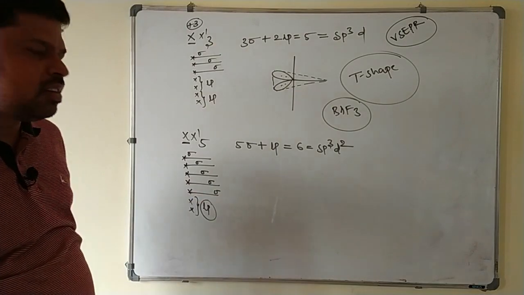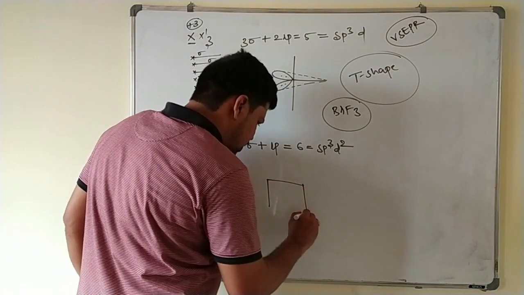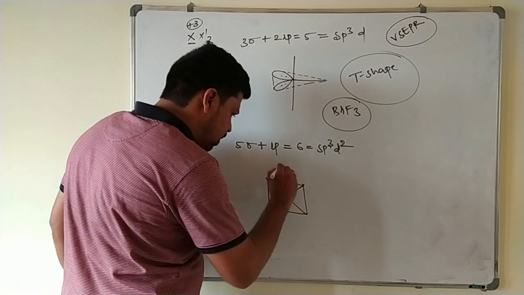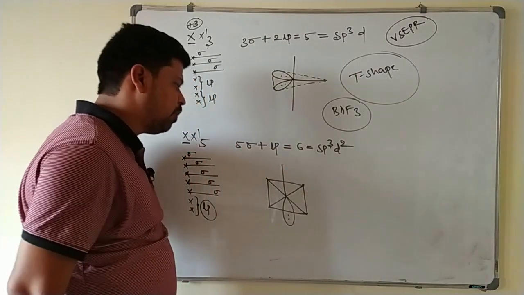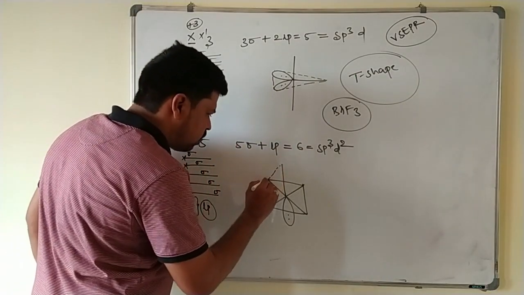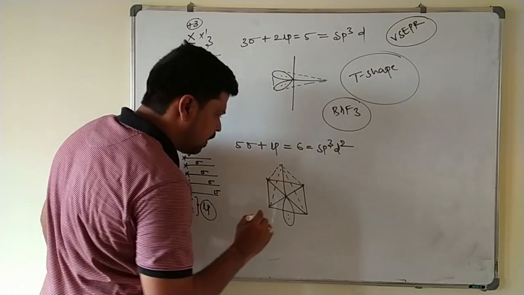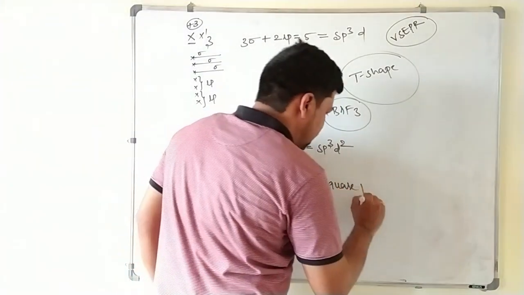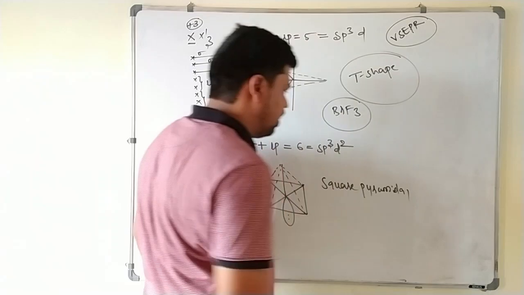They have a square pyramidal shape, that is, 4 bonds are present in the square plane like this, 1 bond is present above the plane, and below the plane 1 lone pair will occupy, so they have a square pyramidal shape like this. This is square pyramidal. Again, this is based on VSEPR theory only that we can say here.